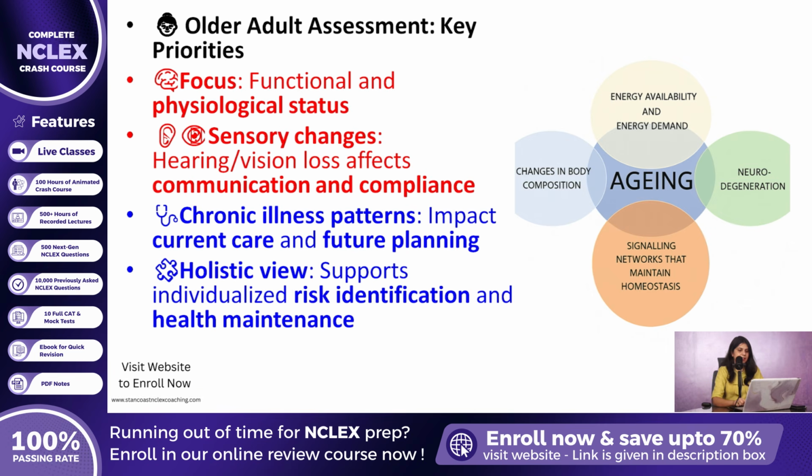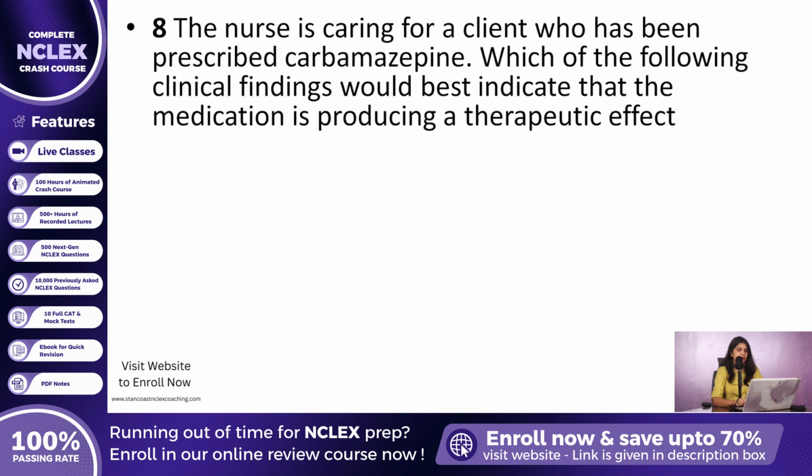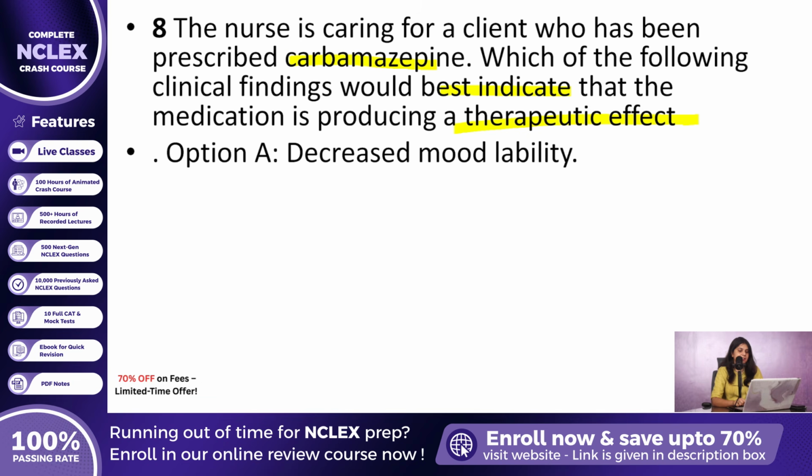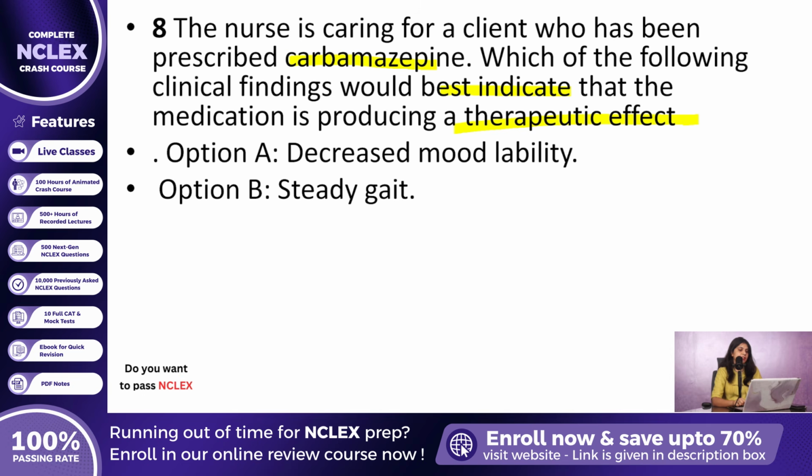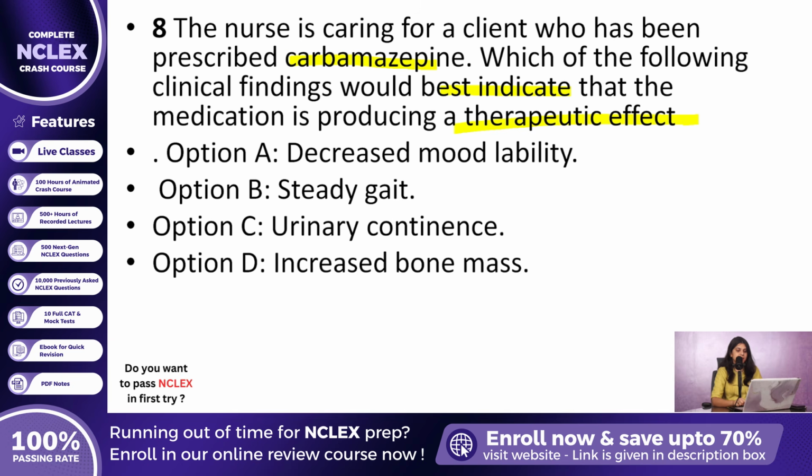Continuing with question number 8, let us now explore medication evaluation in mental health care. The nurse is caring for a client who has been prescribed carbamazepine. Which of the following clinical findings would best indicate that the medication is producing a therapeutic effect? Consider the options. Option A, decreased mood lability. Option B, steady gait. Option C, urinary continence. Option D, increased bone mass. The correct answer is option A, decreased mood lability. Here is the rationale.